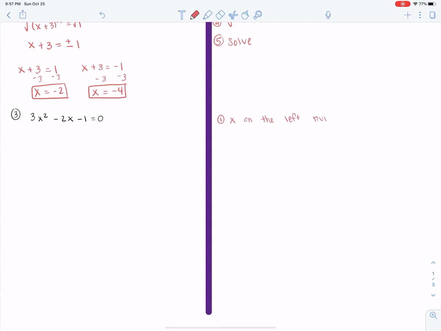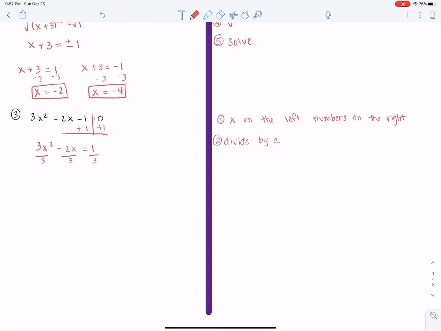numbers on the right. So all of my x's are already on the left, but I need to move this 1 to the right. So I have a 3x squared minus a 2x equals 0 plus 1 is 1. Step 2, divide by a. Well, in this case, a is 3. So here I can't skip that step. I really have to do it. So divide by 3, divide by 3, divide by 3.